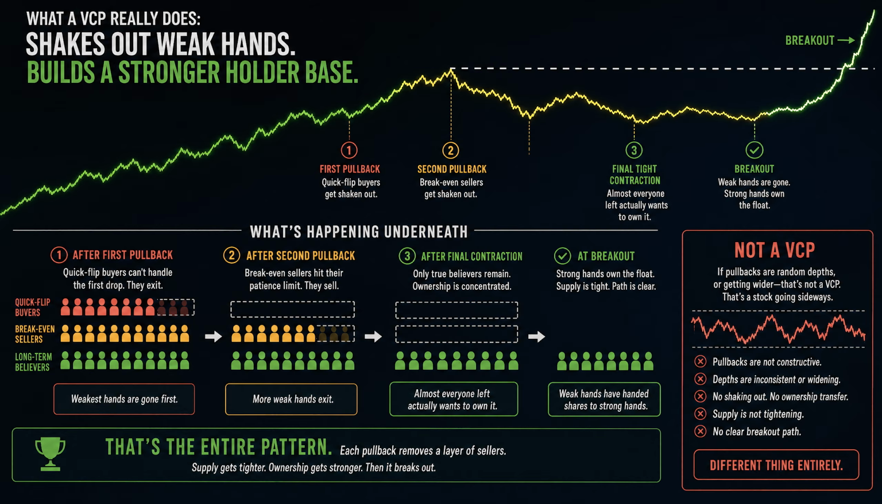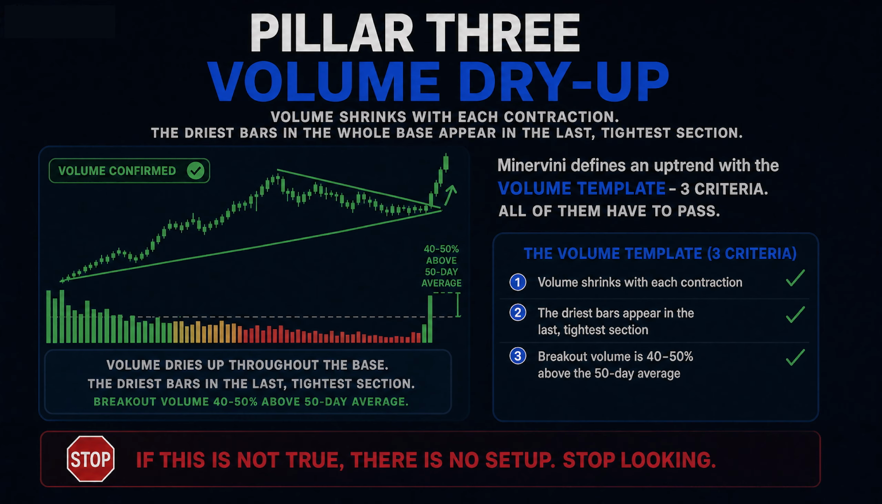That's the entire pattern. So if the pullbacks in front of you are random depths or getting wider, that's not a VCP. That's a stock going sideways. Different thing entirely. Pillar 3, volume dry up.